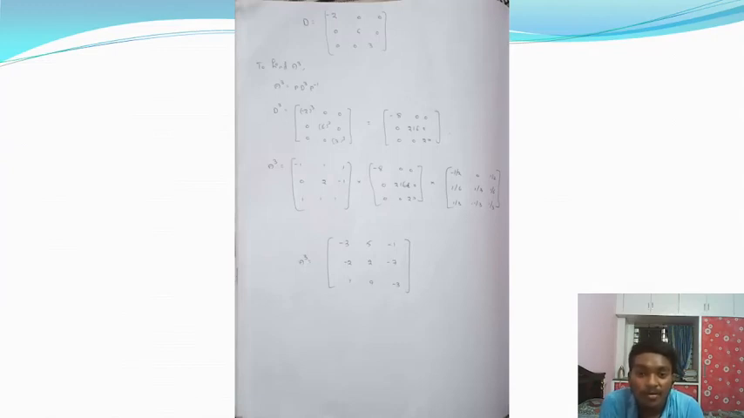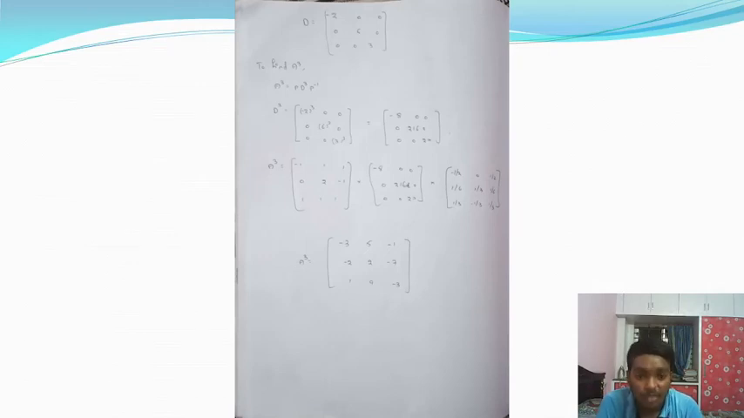D cube. To find D cube, we need to multiply D three times. The resultant matrix D cube is minus 8 0 0 0 216 0 0 0 27.